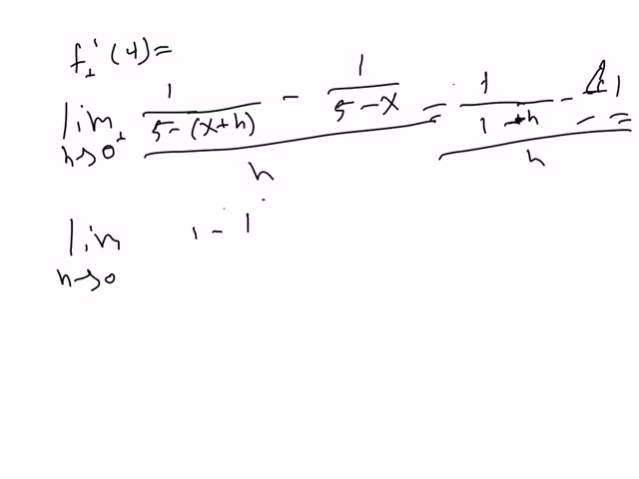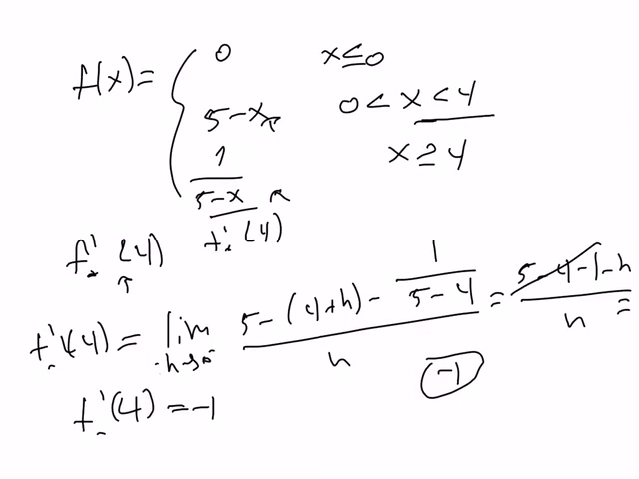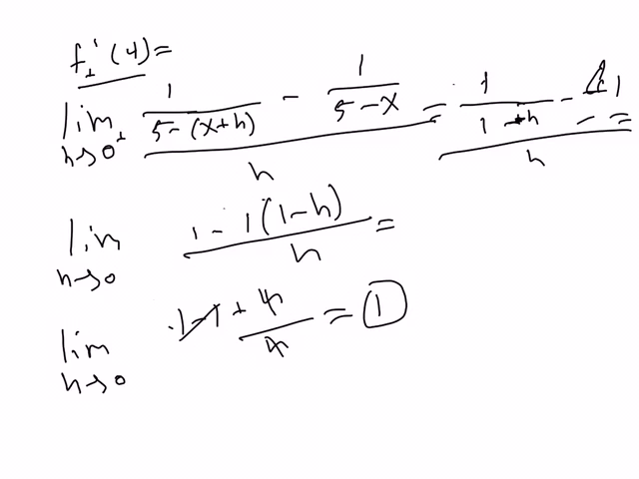minus 1 minus minus 1 times 1 minus h over h, which is equal to the limit as h goes to 0 of 1 minus 1 plus h over h. These cancel and this becomes 1. So the limit from the right is 1 and from the left is 1. So the actual derivative doesn't exist because the limit from the right and from the left are different.